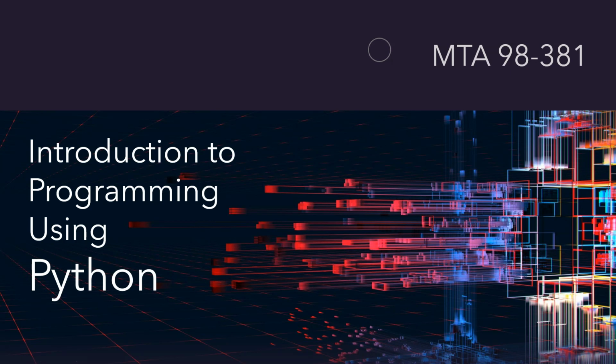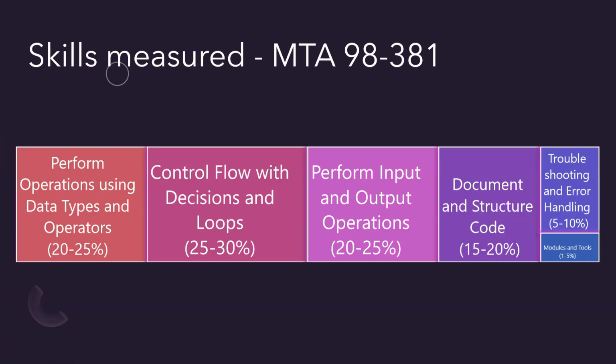Hi all. In this course, you are going to learn everything you need to know to clear the Microsoft exam, which is Introduction to Programming using Python, and the exam code is MTA 98-381. The MTA exam covers pretty much all the basics of Python, and to see how those are divided, I have put this chart together.